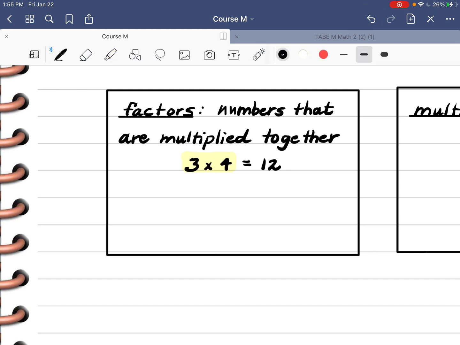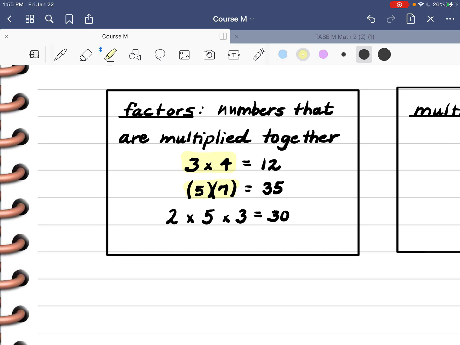You might also see 5 times 7 is 35. These would be the factors, 5 and 7. You may have 2 times 5 times 3. 2 5s are 10, times 3 is 30. So this time we have 3 factors. Okay. So factors are the numbers that you multiply together.